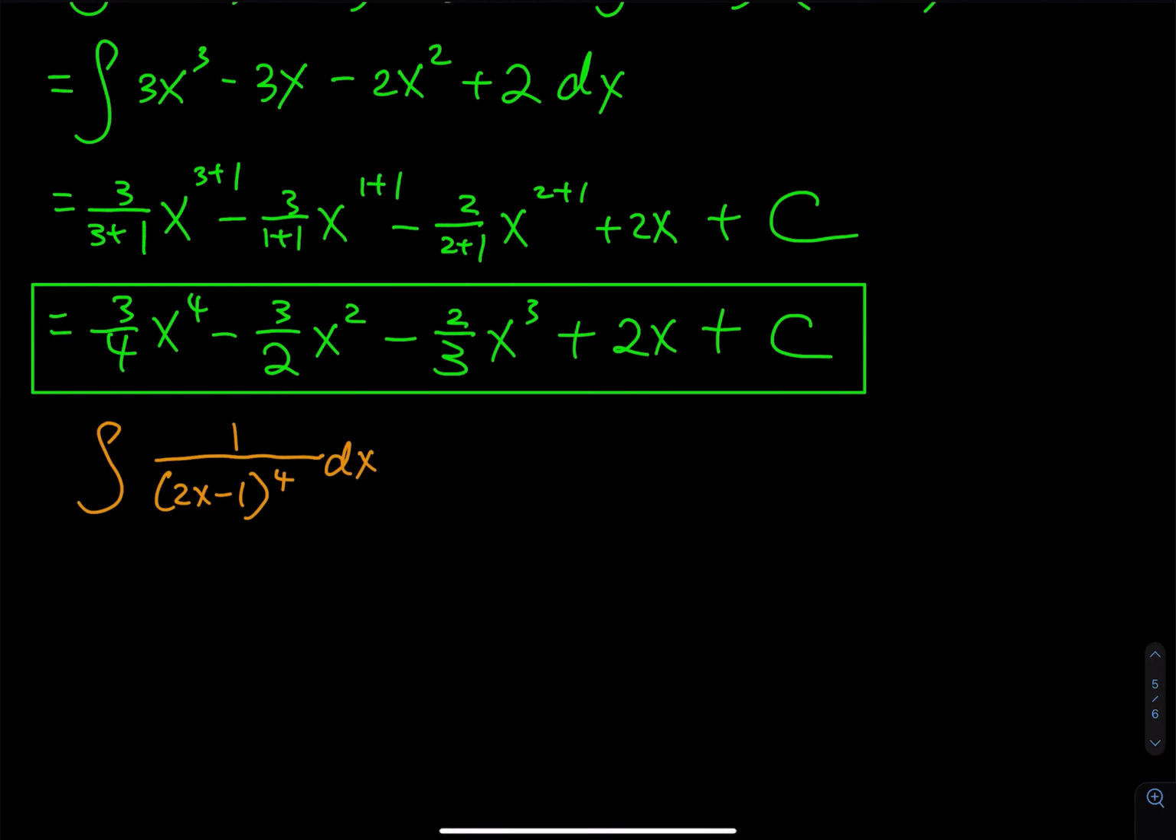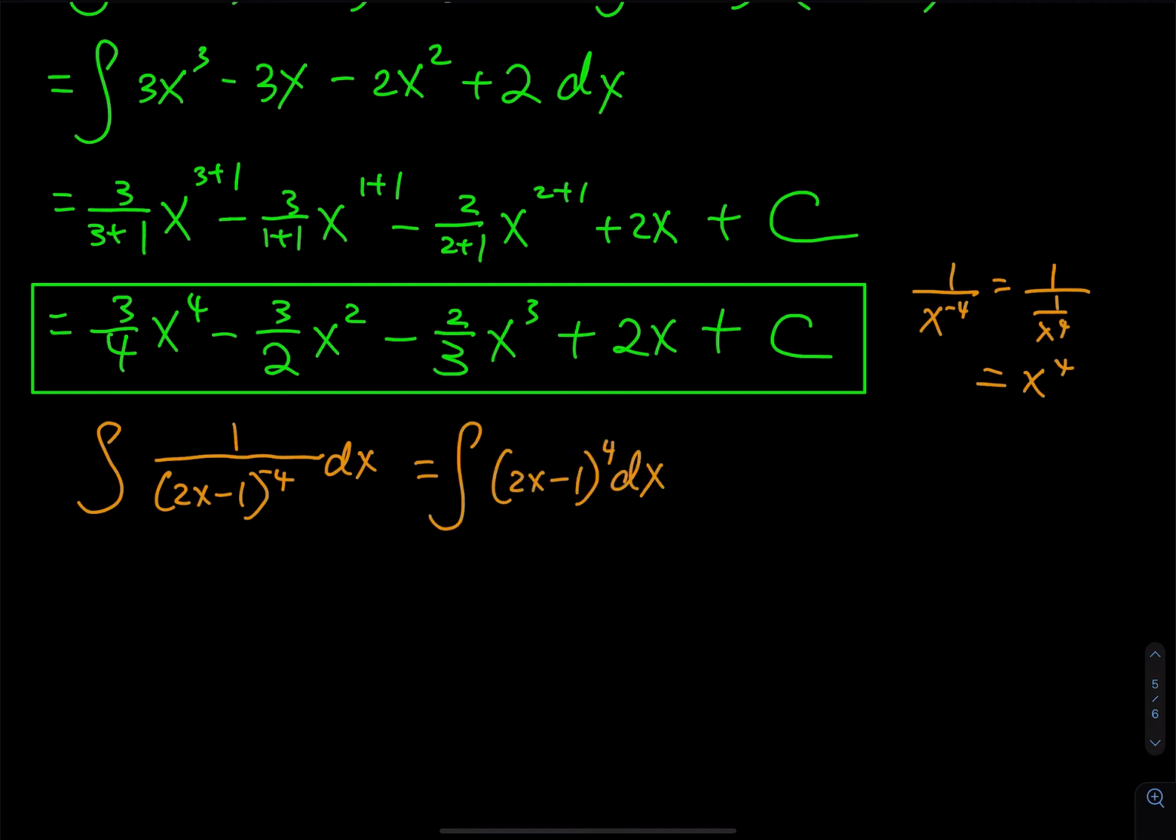So, negative 4. Negative 4 means, by the way, here, 1 divided by x to the negative 4. So that is 1 divided by 1 over x to the 4, which is equal to x to the 4, right? So this is just equal to the integral of 2x minus 1 to the 4th power dx.